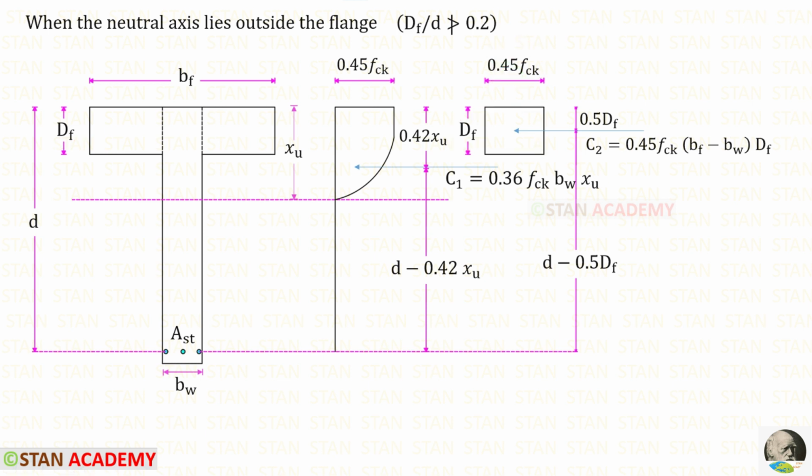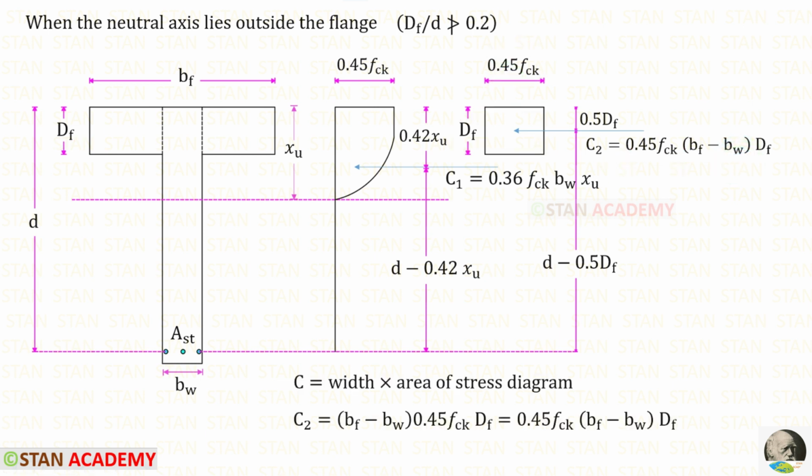Let us see how to find C2. The formula to find the compressive force is width into area of the stress diagram. We need this width, that will be BF minus BW. Area of the stress block diagram will be 0.45 fck into Df. Then we can arrange this like this.